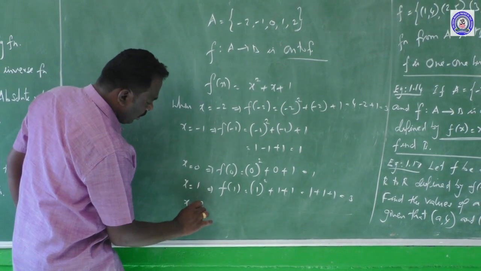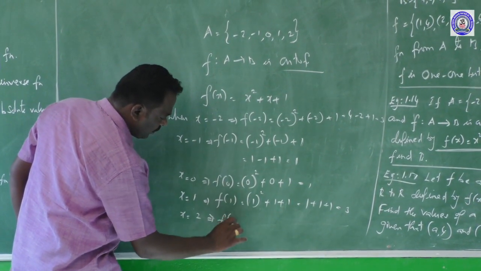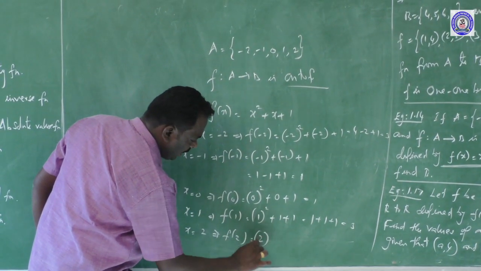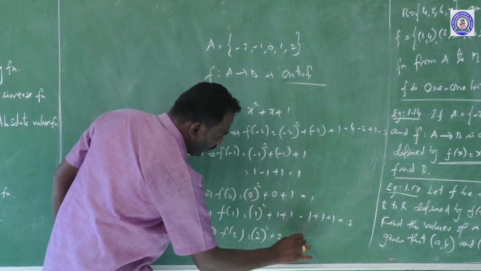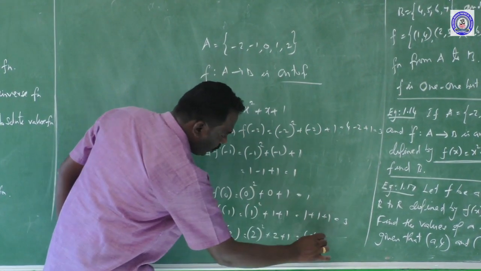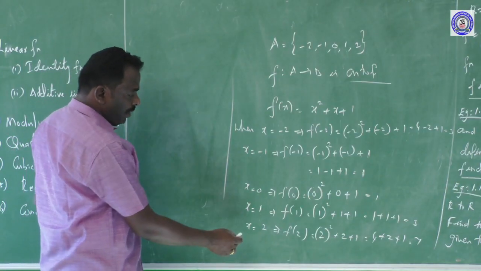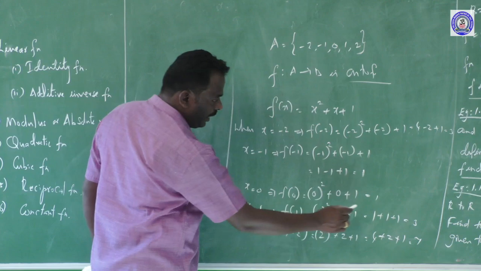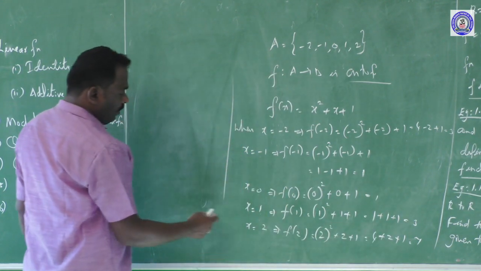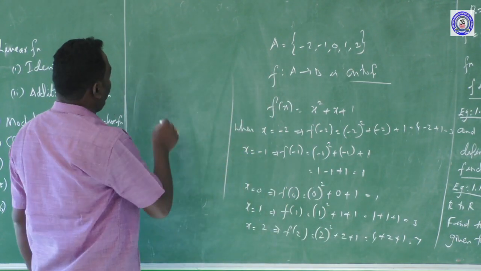Then put x is equal to 2, that implies f of 2 is equal to 2 square plus 2 plus 1, that is equal to 4 plus 2 plus 1, that is equal to 6 plus 1 is 7. Now we obtain the function values, that function values are 3, 1, 1, 3, 7. Now let us draw the arrow diagram.